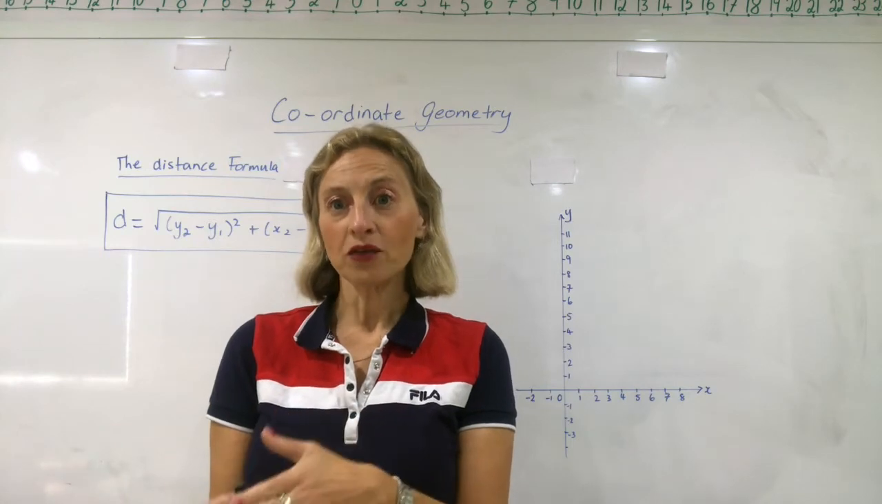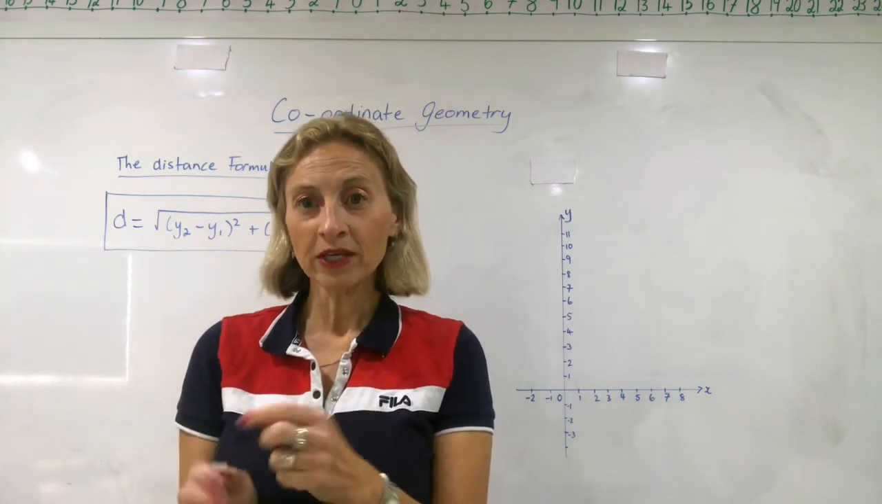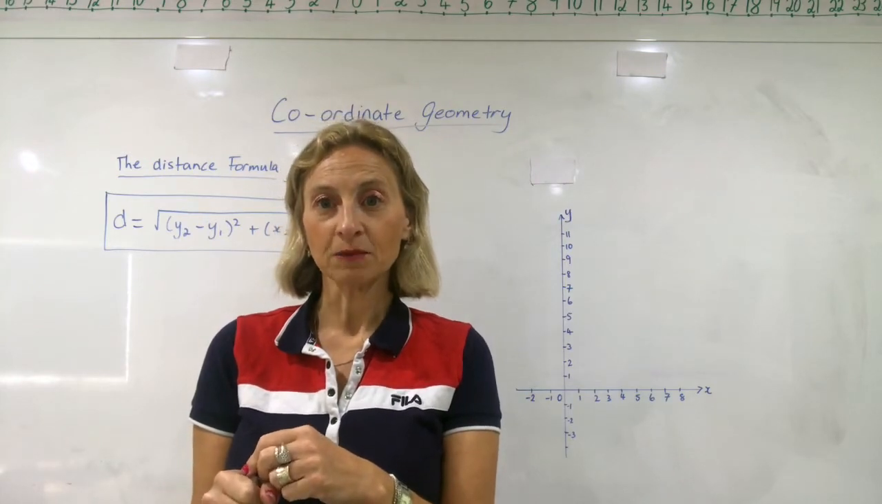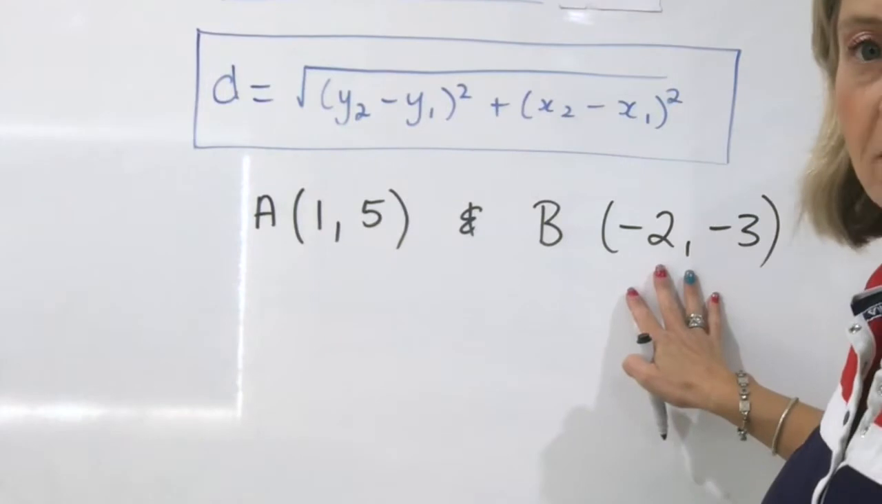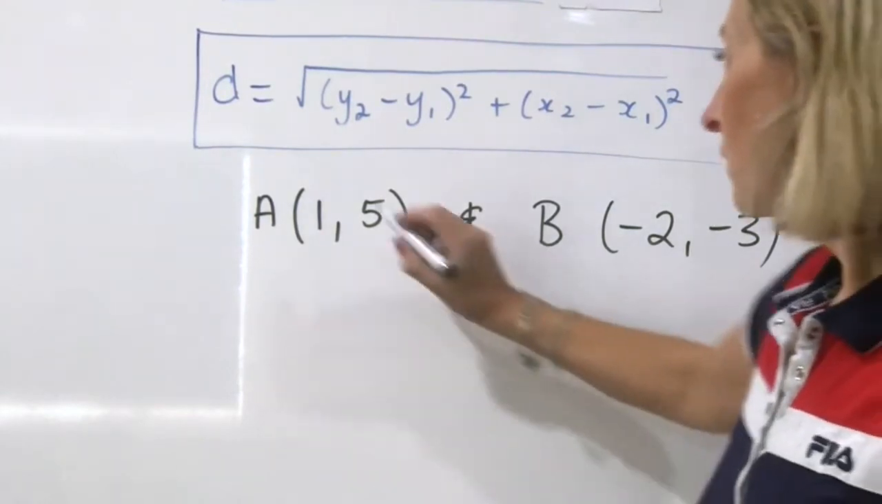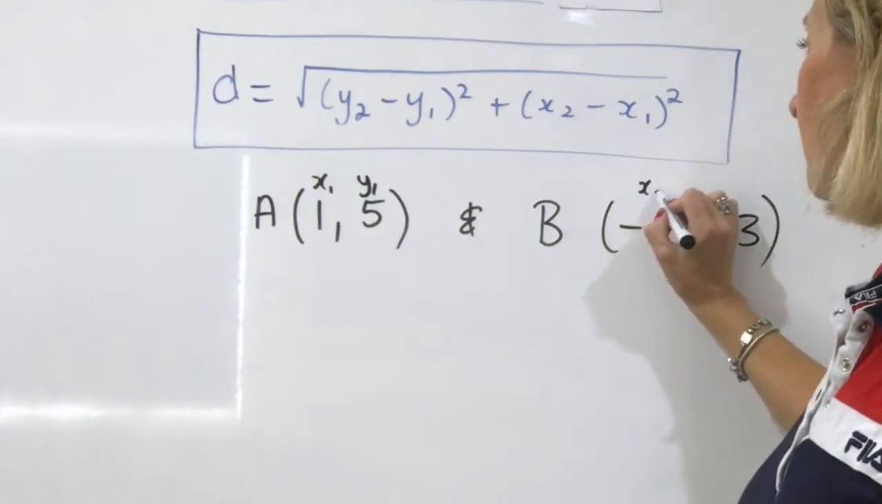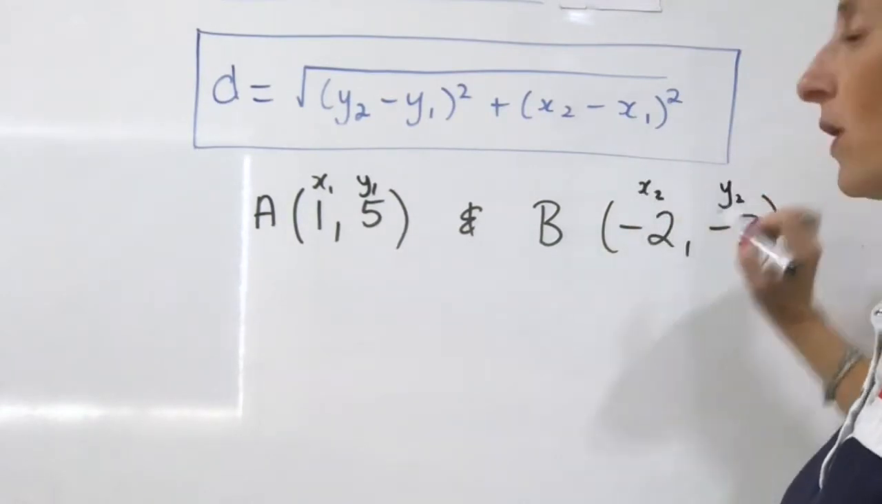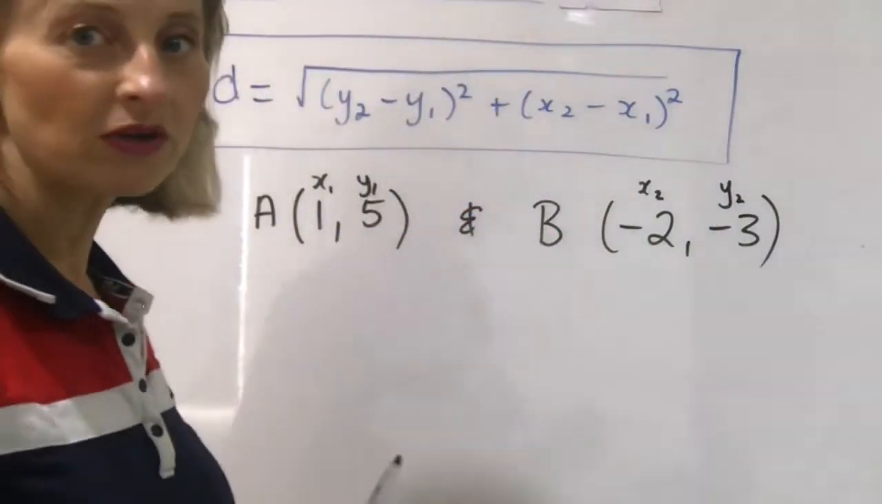This time, I'll start by using the formula. We're going to have 2 points and we need to find the distance between them. So we have 2 points, A and B, and we want to find the distance between them. We call this one x1, y1, and let's call this one x2, y2. Remember, it doesn't matter which one's which, as long as the x1, y1 go together and the x2, y2 go together.